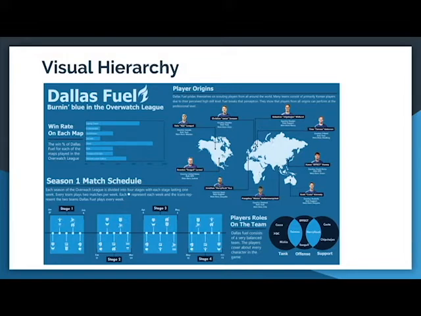And I think this helps guide the viewers because the more important ones, for example on the top right, has to do with the players and the overarching information about the players, and then it leads them to this smaller piece of information about the players on the bottom right, which is the player roles on the team. Same with the match schedule on bottom left. The match schedule is kind of the more important and bigger aspect about the matches for the Dallas Fuel, and then it leads them to the other piece of information about matches, which is their win rate above it.